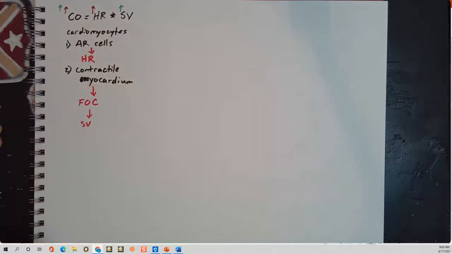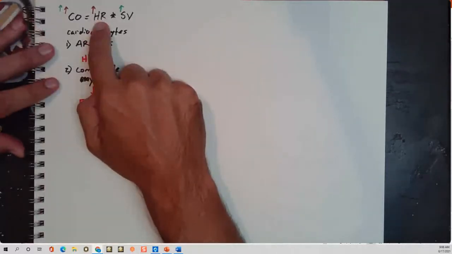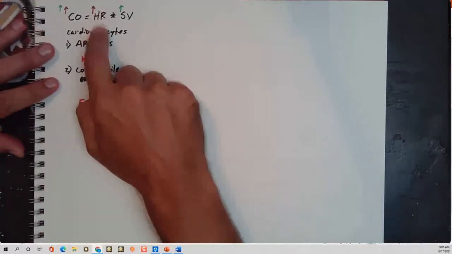All right, and we are walking our way through how these are changing, and we focused only on heart rate so far. So how can we change heart rate? Okay, let's draw this out in a slightly different way.